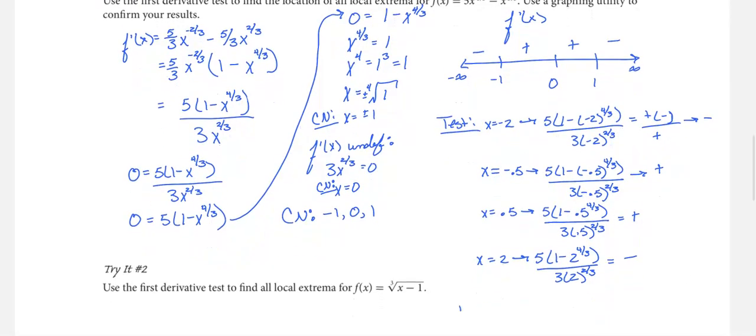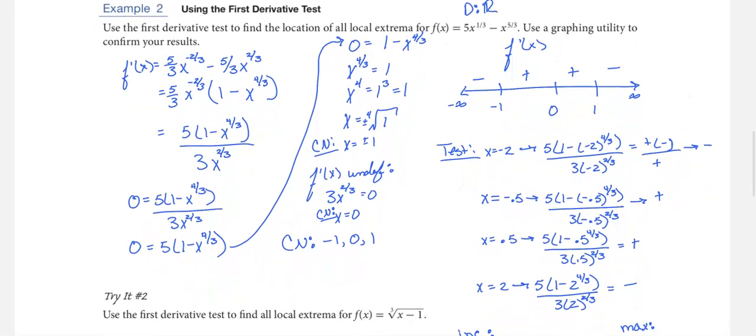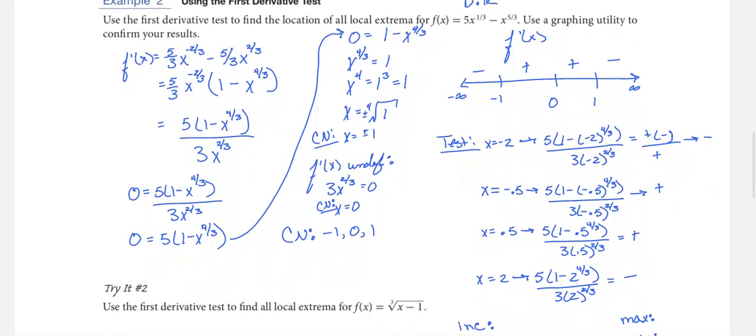So let's talk about where we are increasing, where we are decreasing, and do we have any maximums or minimums? We are increasing where we're positive, so from negative 1 to 0 and from 0 to 1. Now keep in mind the domain of this function is all real numbers. We do not have any vertical asymptotes that would split this graph into pieces. So instead of saying from negative 1 to 0 and 0 to 1, we can just smush those together and go from negative 1 to 1.